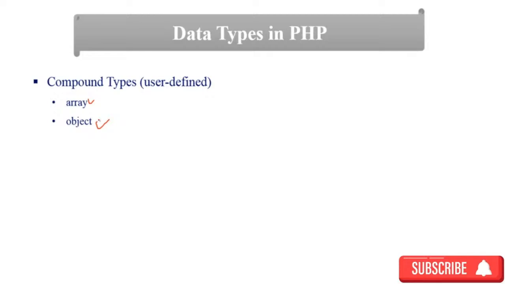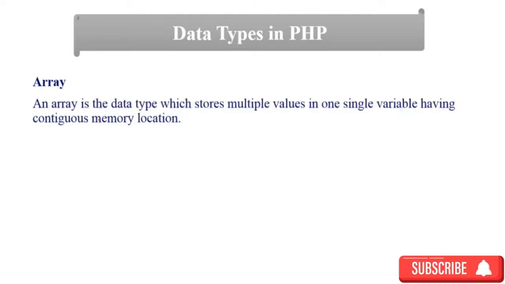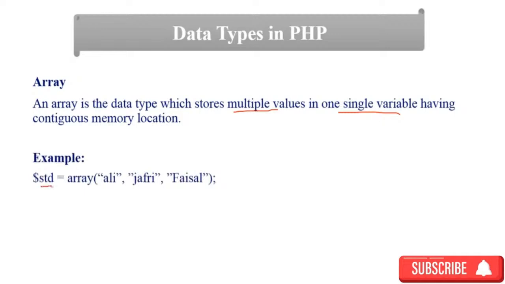So first of all we will discuss the array data type in PHP. Array is a data type, or a data structure, which stores multiple values in one single variable having contiguous memory location. So they have a contiguous or consecutive memory location in computer memory. For example, this is std, an array variable in which you have to write the array keyword. In parentheses you have to pass different, multiple values. All the values should have the same data type, as Ali, Joffrey, Faisal have a string data type. You cannot provide a number data type. So they should have the same data type. So it is an array.